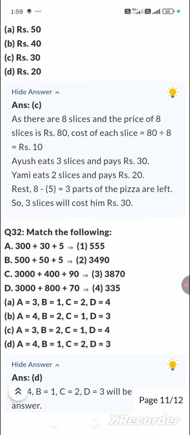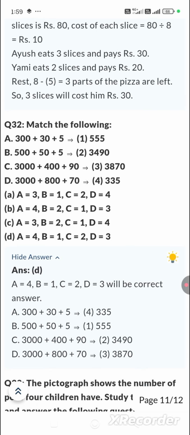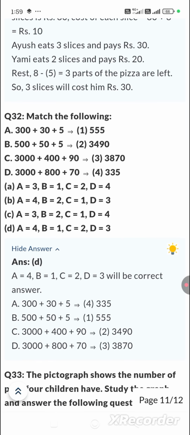Match the following, that is 300 plus 30 plus 5, that is 335. 500 plus 50 plus 5, that is 555. The correct answer is option D.